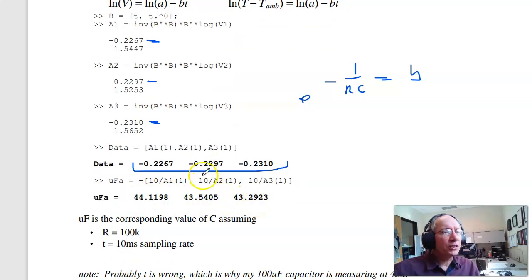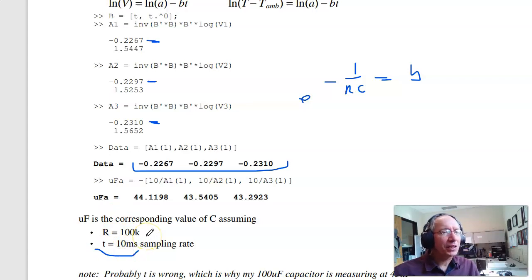For the homework set, you can use either data set or either number. I'm going to use microfarads because that's kind of meaningful. It's supposed to be 100 microfarads. What that tells me is that either the capacitor is really mislabeled, or R isn't 100K, or my sampling rate's not really 10 milliseconds. It's probably this case.